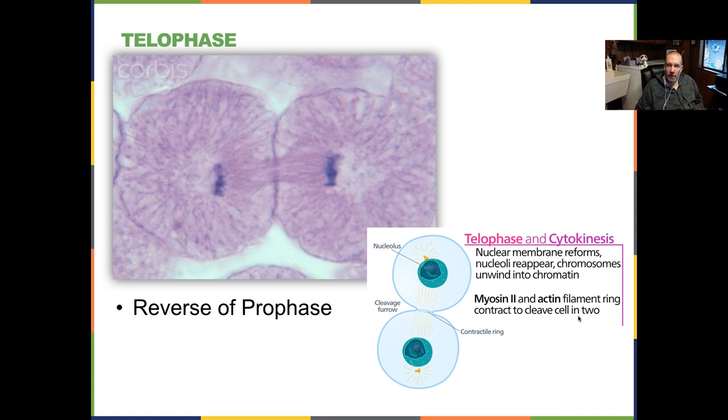So, in animal cells, like what we're seeing here, the way that the cell actually goes from two, like we see in that image of telophase, to going through cytokinesis is through what's called a cleavage furrow. And basically, there's this ring of fibers or filaments, myosin and actin, that work like you have a really squishy kind of balloon and you put a really tight rubber band around it.